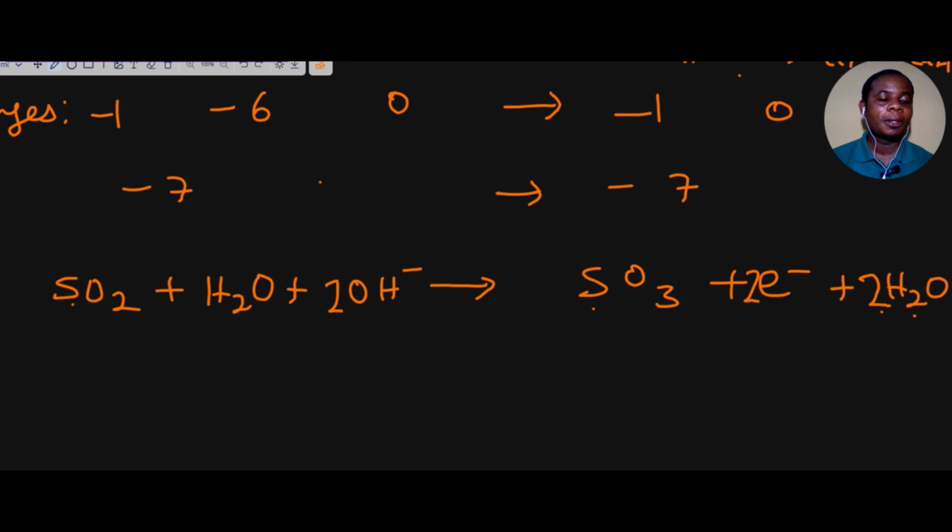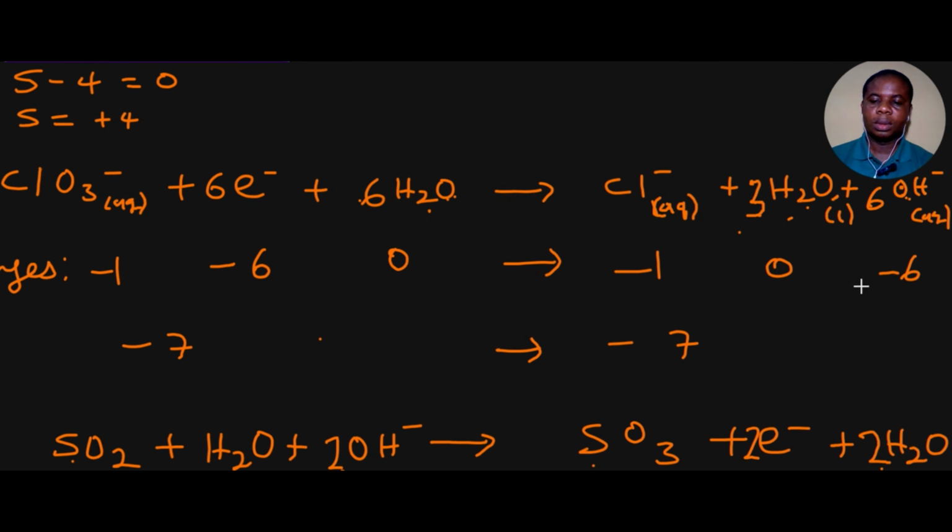When you balance the charges now, how do you balance the charges? The charge on this is nothing. There's no charge on this. There's no charge on this. The charge on this is -2 because 2 times -1 will give you -2. Then going to this, the charge on this is 2 times -1, which will still give you -2. So the charges are balanced in this case.